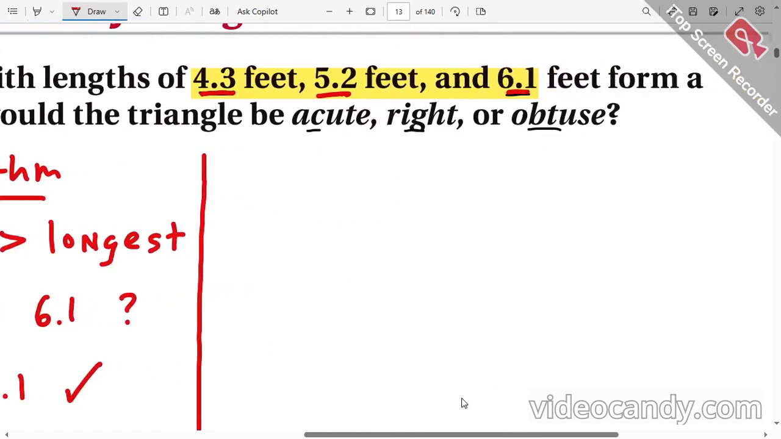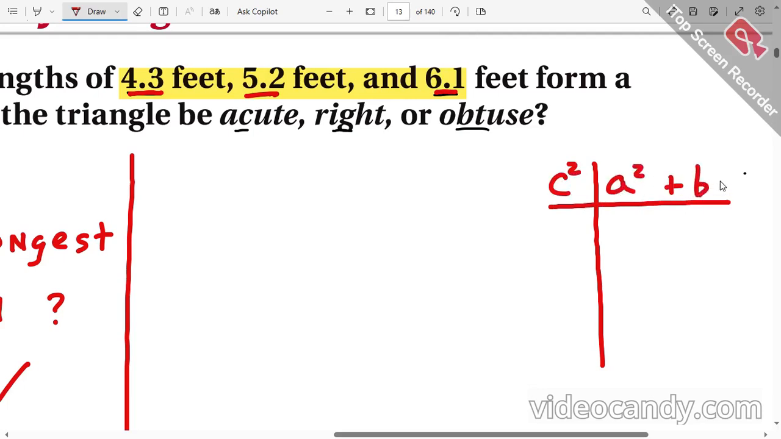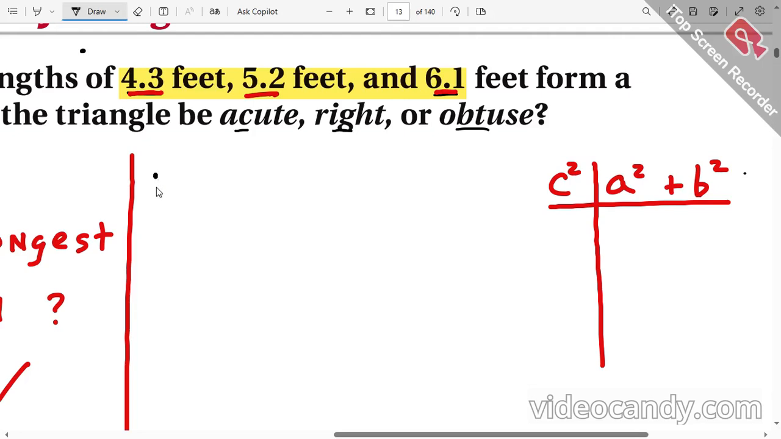And now we want to see if it's acute, right, or obtuse. So as always, we're going to use the table. And we're going to do C squared versus A squared plus B squared. Now, you don't always have to square them first. In this case, we can clearly see the 6.1 is going to be the longest. But I like to do it that way. This way, you don't forget to square them. Some students take these numbers and put them right on the table, and they don't square them. So this is part of the reason I square them first.